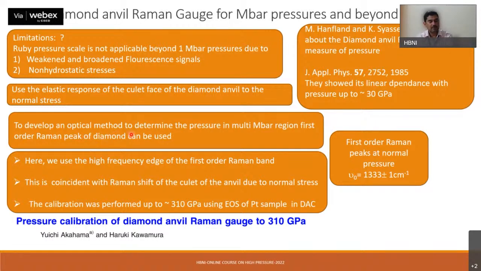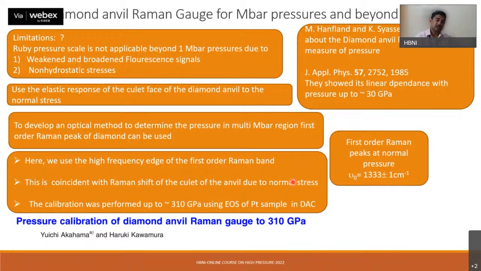So to develop an optical method to determine the pressure in the multi-megabar region, the first order Raman peak of diamond can be used. And this first order Raman peak at normal pressure is around 1333 plus minus 1 centimeter inverse. That is a very strong first order Raman peak of diamond. So in this pressure scale, we use the high frequency edge of the first order Raman band. I will show you what I mean by high frequency edge in the next few slides. And this is coincident with the Raman shift of the culet of the anvil due to normal stress.